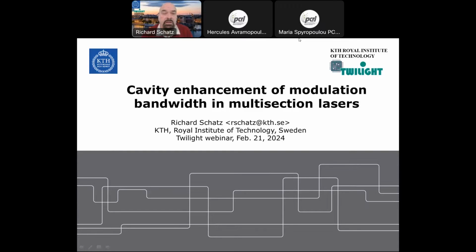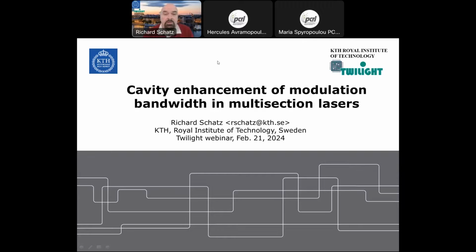So this talk will be about cavity enhancement of modulation bandwidth in multi-section lasers. In fact, it will be two parts. The first part will be about cavity enhancement of modulation bandwidth in multi-section lasers. The second part will be about the program that I've developed called LaserMatrix, and we will also have a sort of a hands-on demonstration of the LaserMatrix program.